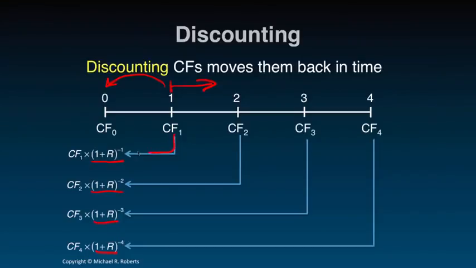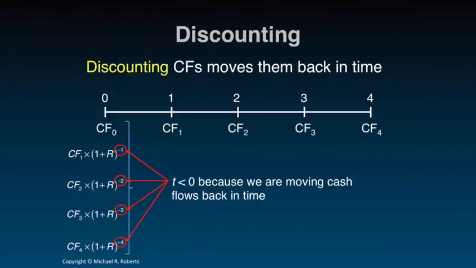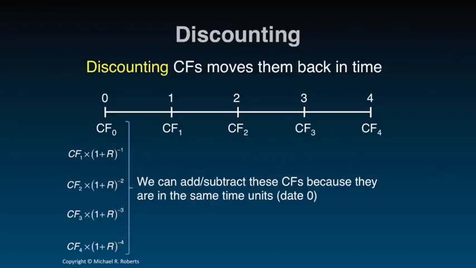So to move cash flow 1 back to period 0, I'm going to multiply by (1 + r)^-1 because I'm moving it back in time, hence it's negative, 1 period, hence 1. And similarly for cash flows 2, 3, and 4. Again, notice that all of the exponents are negative because we're moving all of these cash flows back in time to today's units.